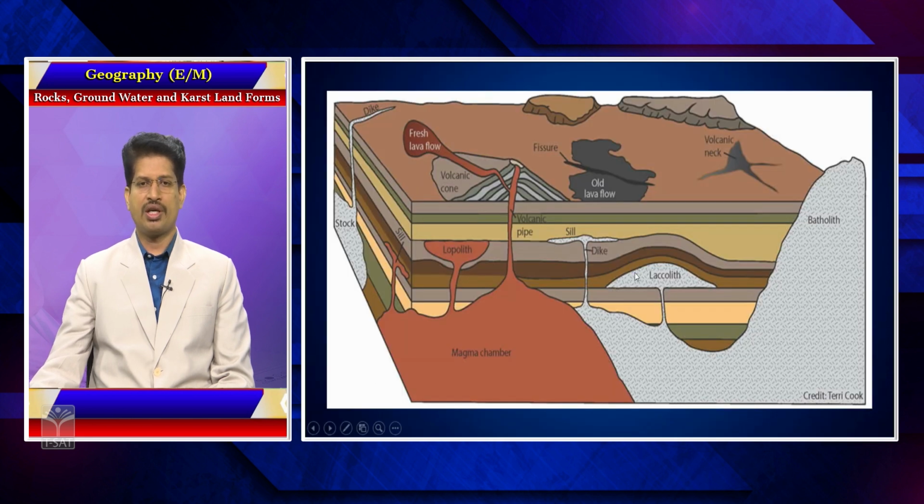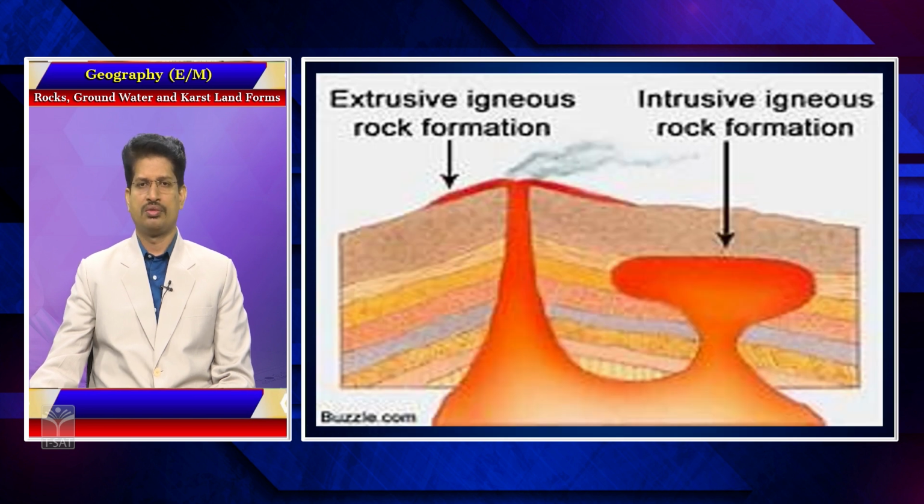So, here in this case, when it is dome shaped, it is called a laccolith. When it is saucer shaped, it is known as a lapolith. So, they may ask you to differentiate between a lapolith and a laccolith. These kinds of structures are intrusive rock bodies. So, next is extrusive and intrusive igneous rock formations.